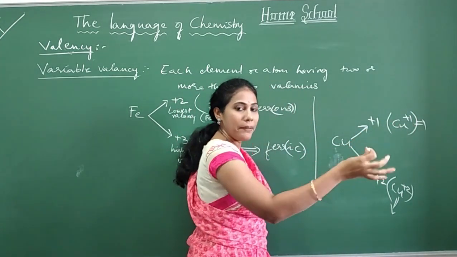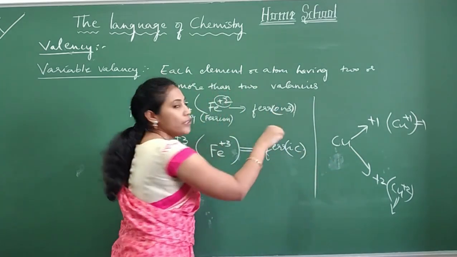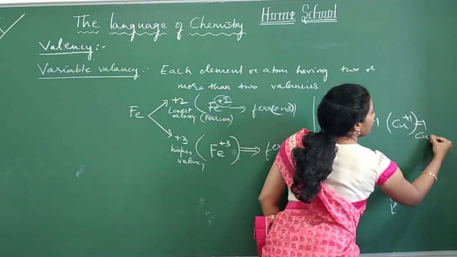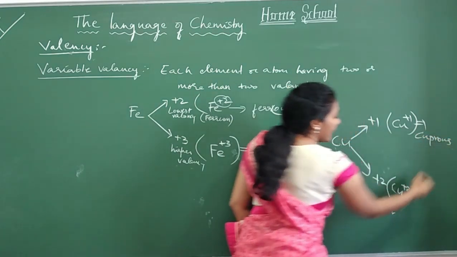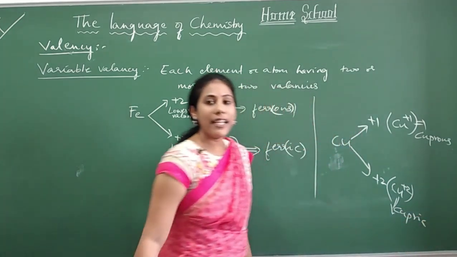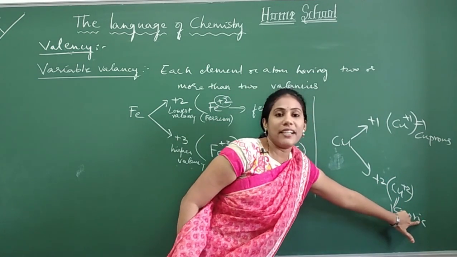Copper. So lower valency means what you should add? OUS you should add at the end. So it will become cuprous. And this will become cupric. Higher number means higher valency, IC you should add at the end.